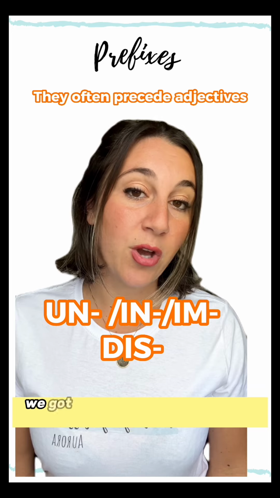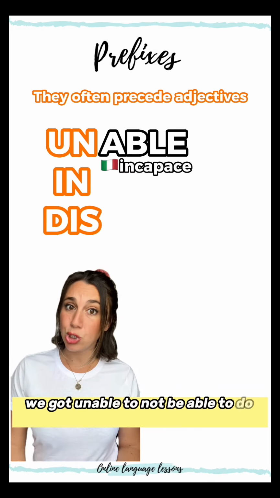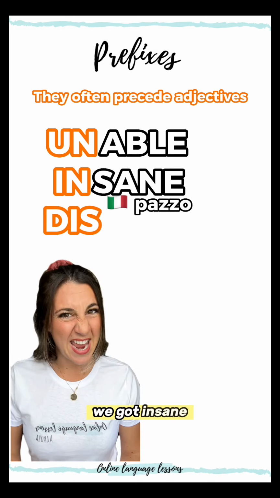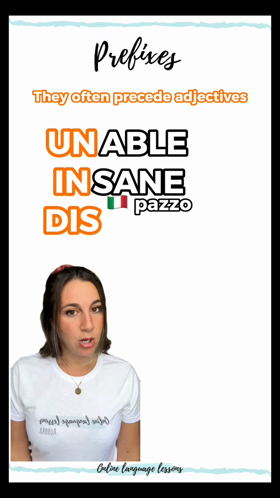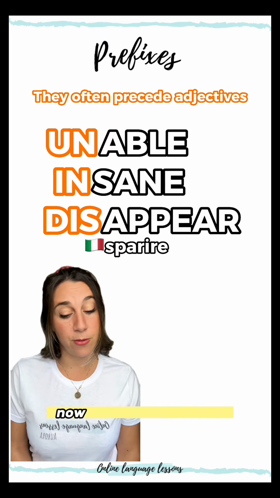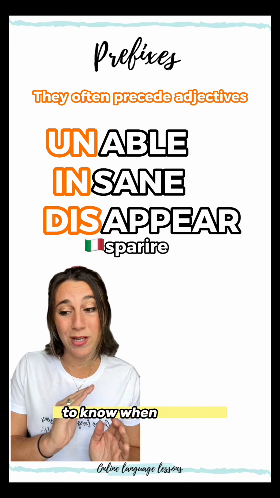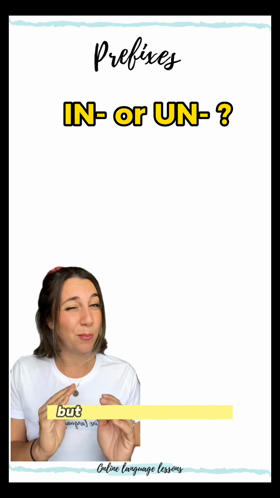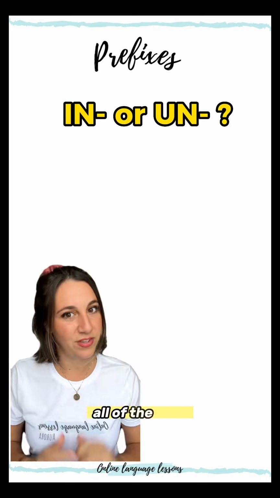Another prefix for not is un, in, im, dis, and they all mean not, opposite of, without. For example, we got unable, to not be able to do something. We got insane, to be not sane. We have disappear. Now, there is a little trick to know when to use in and when to use un, but it doesn't really help all of the time.